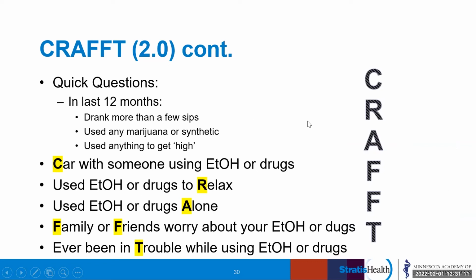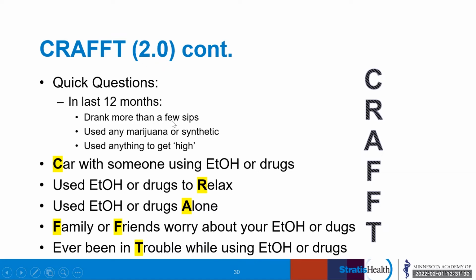And so the CRAFT itself, have you ever gotten in a car with someone using? Have you used alcohol or drugs to relax? Have you ever used them alone? Do people worry about you? And have you ever been in trouble? They've added this quick question in here, which is why they call it the 2.0.